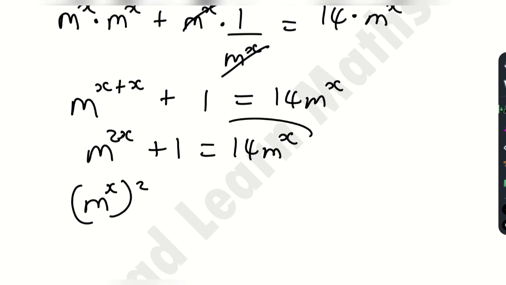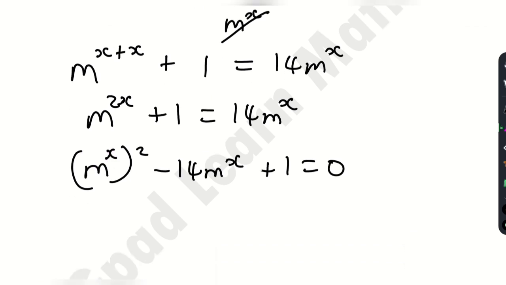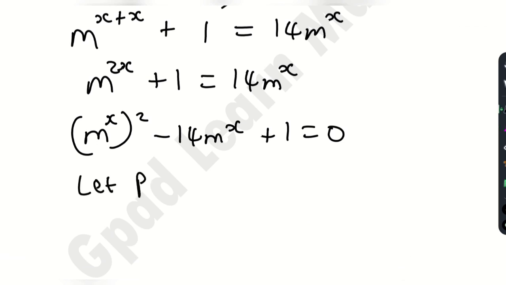Then if I move this over to the left hand side, I'll have minus 14 m raised to the power x, and then plus 1 is equal to 0. The reason why I expressed m raised to the power of 2x to this form is because I am also going to use another variable and set it to m raised to the power x. I'm doing this to make the equation as simple as it can be for us to be able to solve it easily. So I can say let p be equal to m raised to the power x.